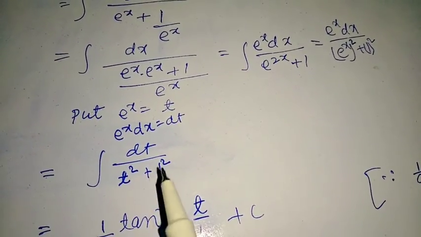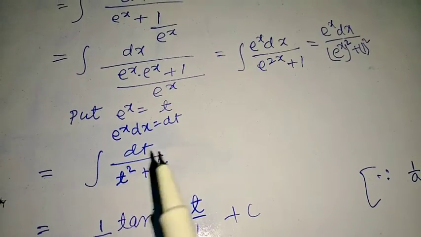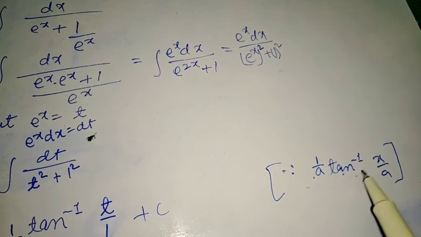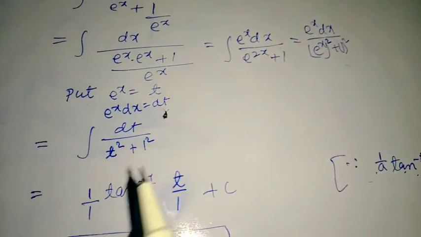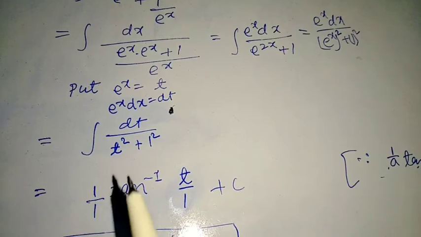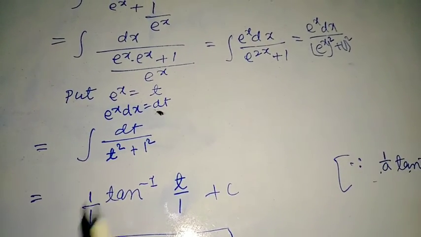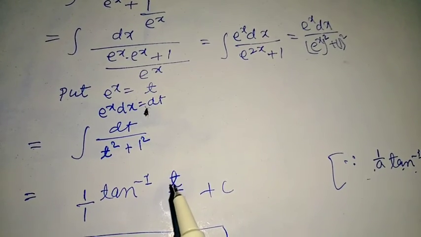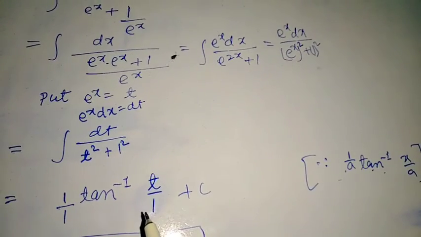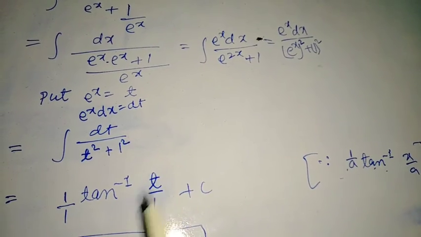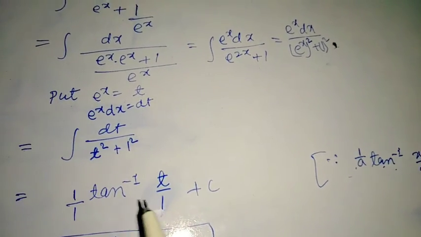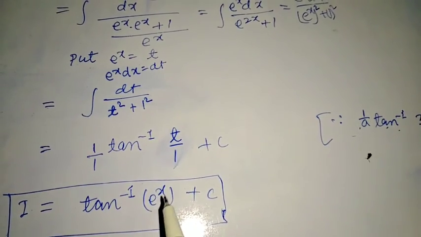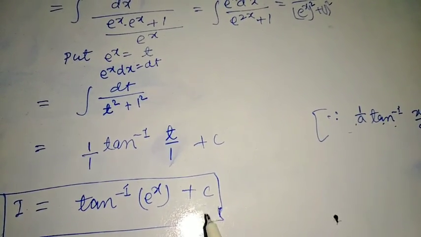When the equation is in this form, we will use the formula 1 upon a into tan inverse x upon a. So here a is 1, and this is tan inverse t upon a. In the place of x it is t, in the place of a it is 1. So it will be I is equal to tan inverse e to the power x plus c. This will be the answer.